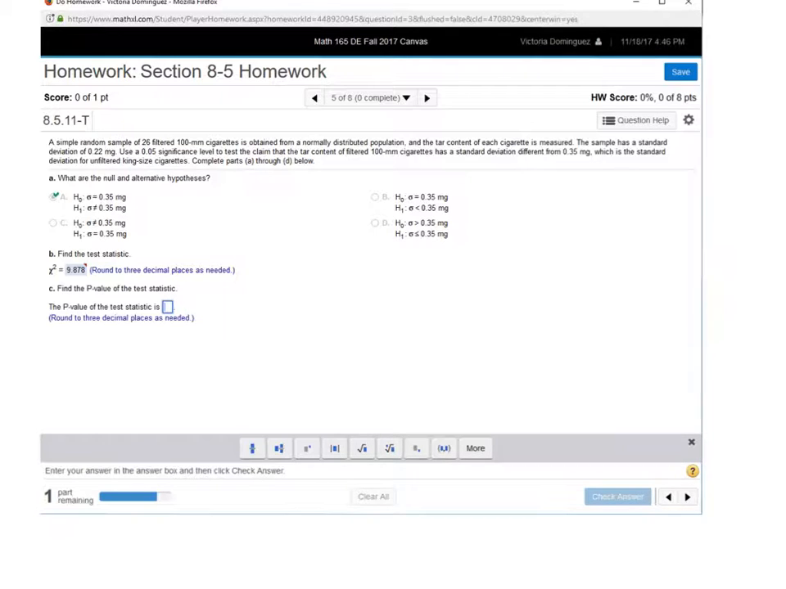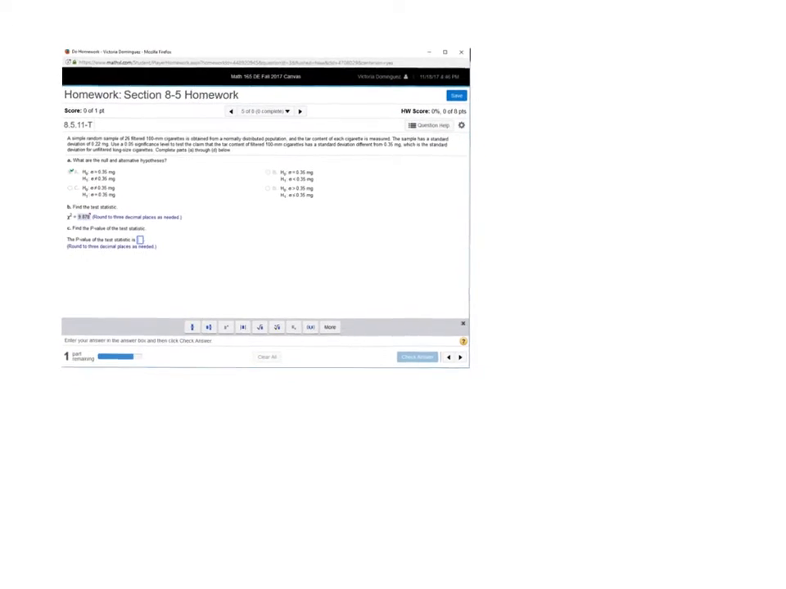unfiltered king-size cigarettes. So not only are we going to answer the parts that are in the homework problem, but we're also going to think about this from a perspective of doing the entire hypothesis test on a test or a quiz. And I want to show you what I would expect on a test or a quiz. So step 1 will be to start with our hypotheses. And we'll have H0 and H1, our null and our alternative hypothesis.